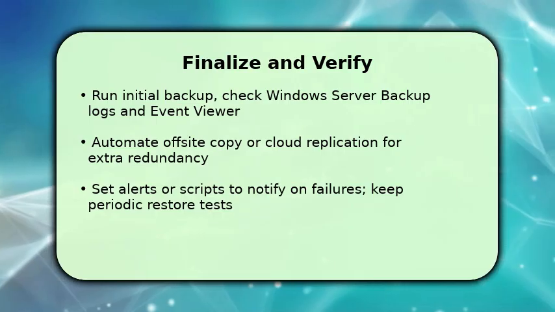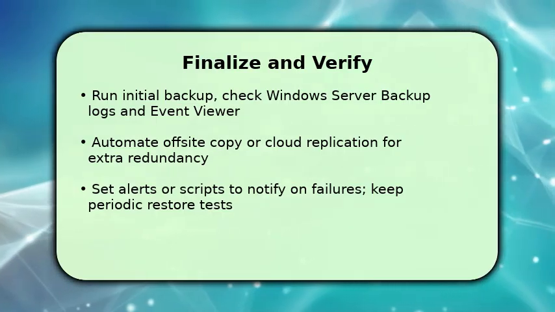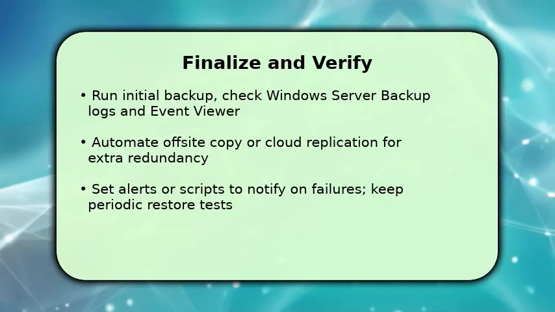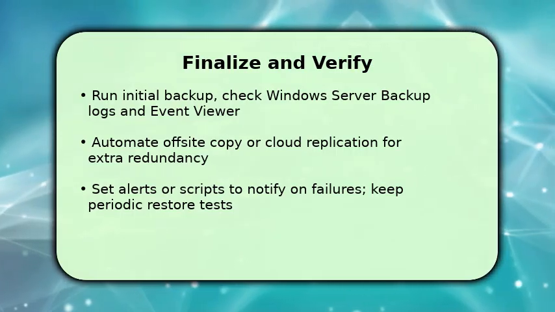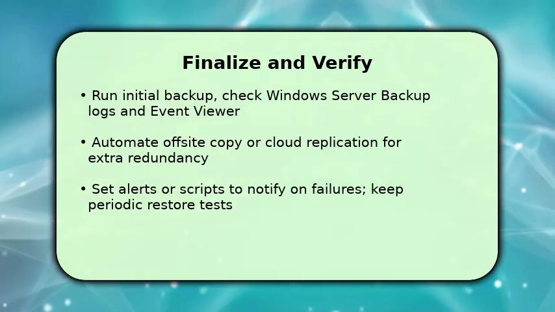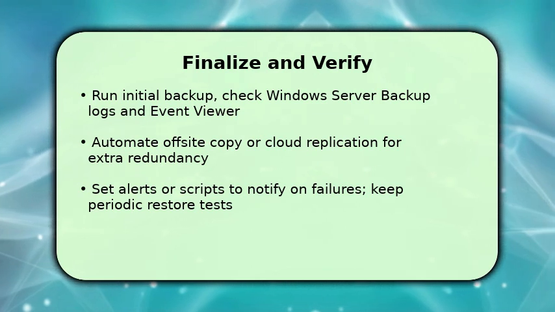If a backup fails, first check VSS writers and permissions. Often resetting VSS and ensuring service accounts can access the destination fixes the issue. Finally, perform regular restore tests so you trust the process.